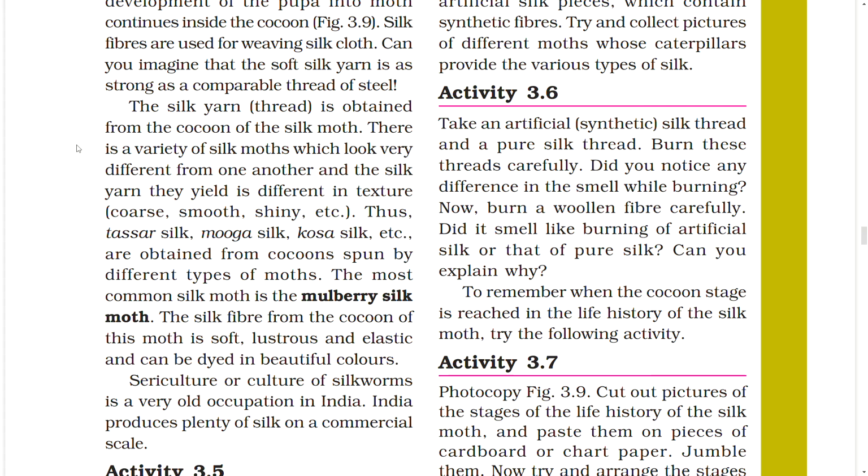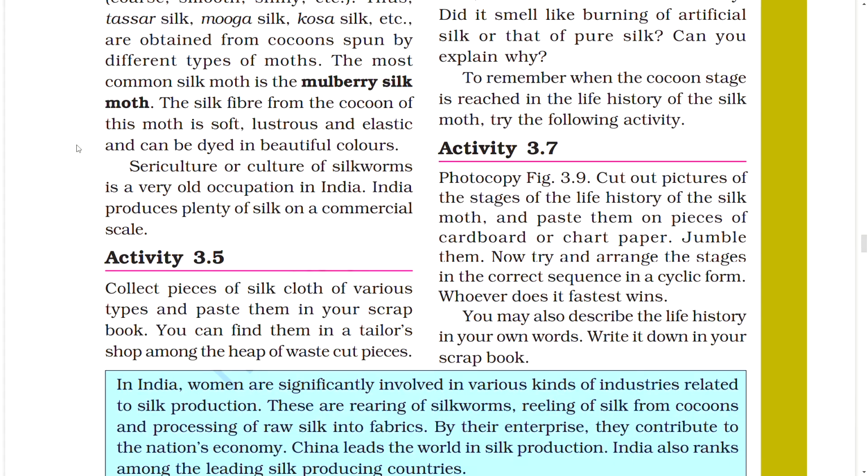To remember when the cocoon stage is reached in the life history of the silk moth, try the following activity. Activity 3.7. Do this. Photocopy figure, cut out pictures of the stages of the life history of the silk moth and paste them on pieces of cardboard or chart paper. Jumble them. Now try and arrange the stages in the correct sequence in a cyclic form. Whoever does it fastest wins. You may also describe the life history in your own words. Write it down in your scrapbook.